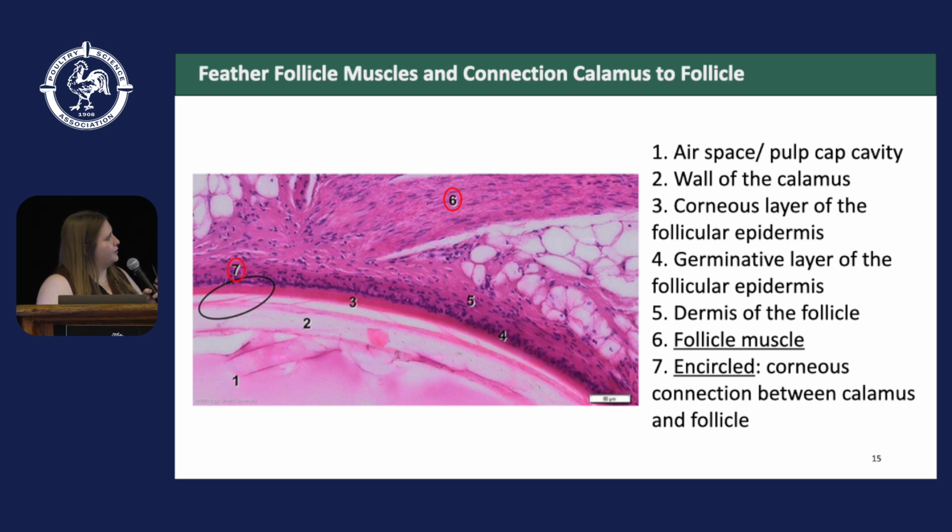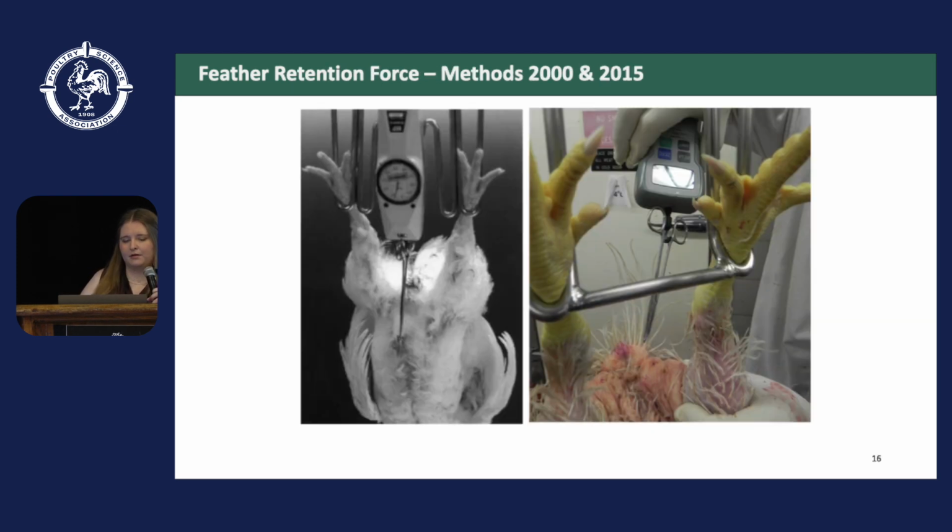Again, one more feather follicle: you can see the muscle, and then this is the connection between the calamus and the follicle. So how do we measure feather retention force? The method hasn't really changed that much since 2000. We have a hemostat connected to our force gauge. Back in 2000, they just used an analog force gauge. Now we're using digital.